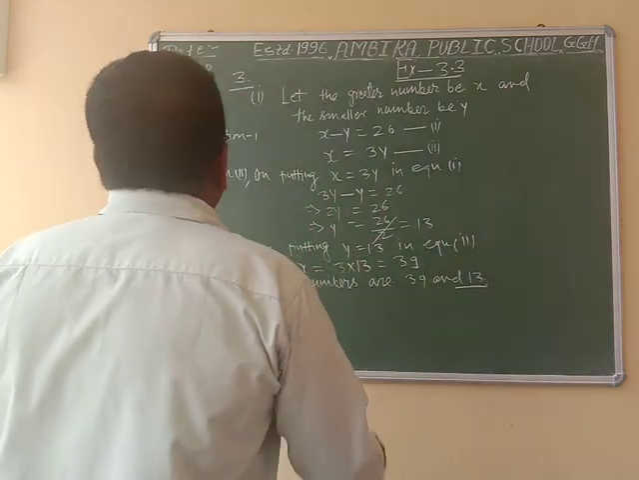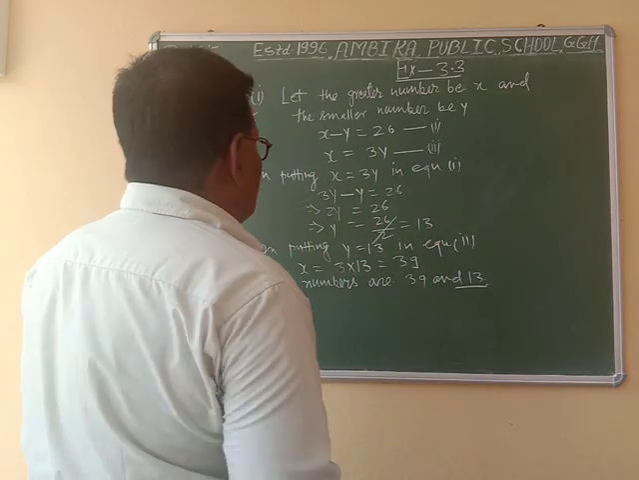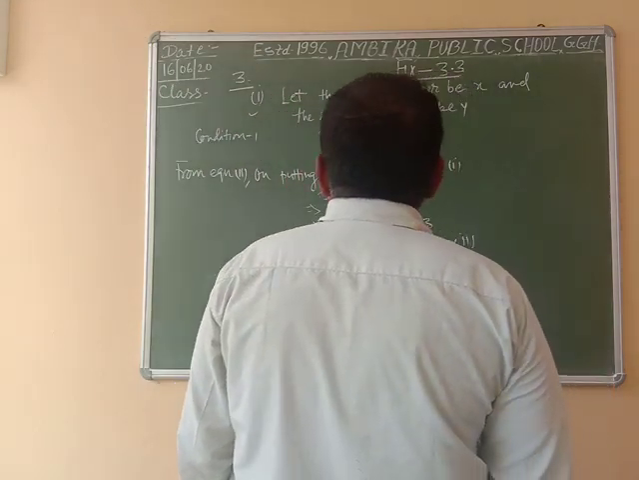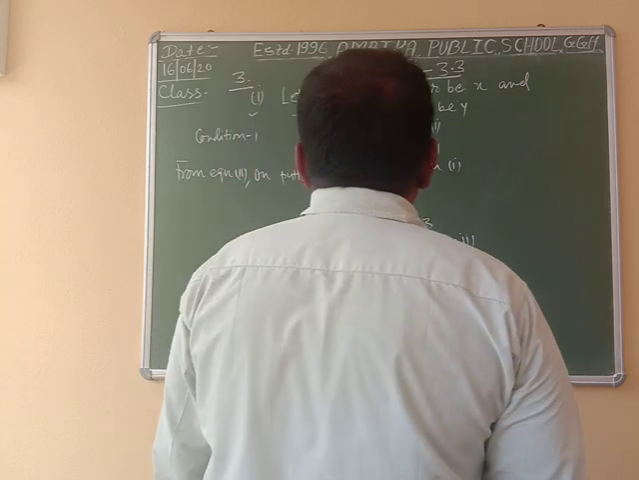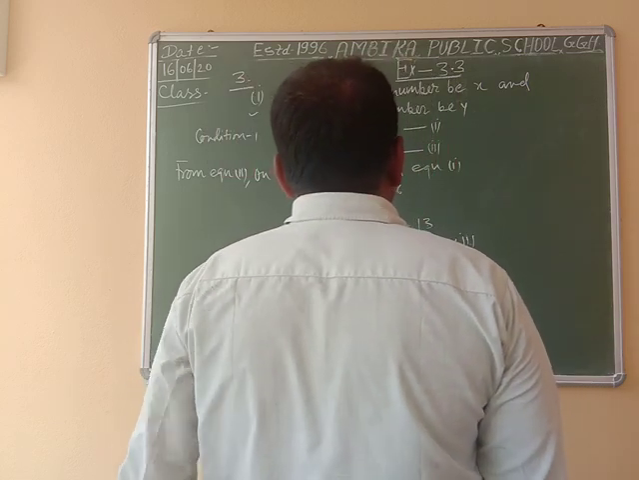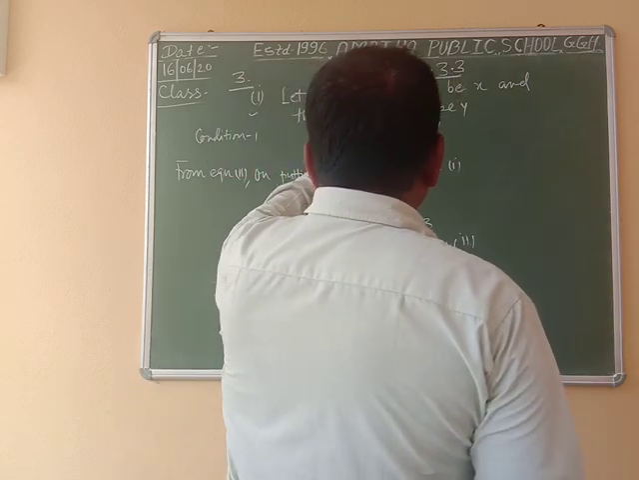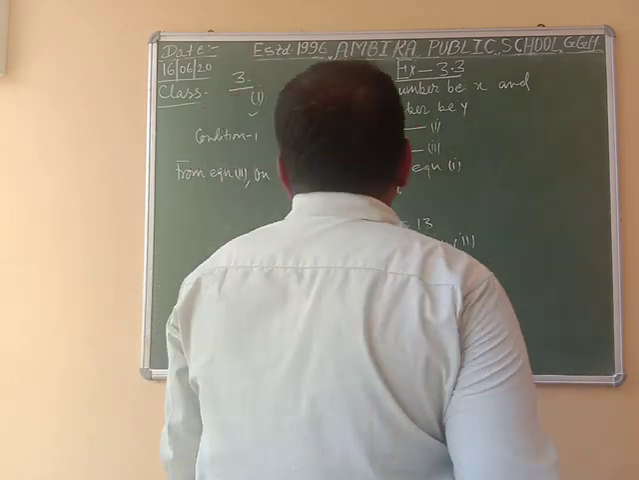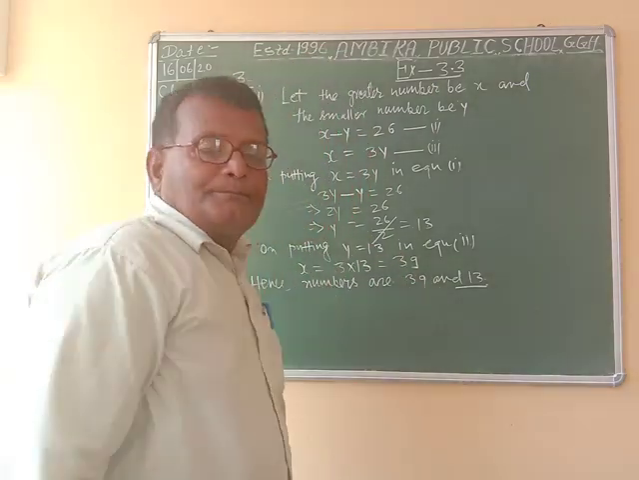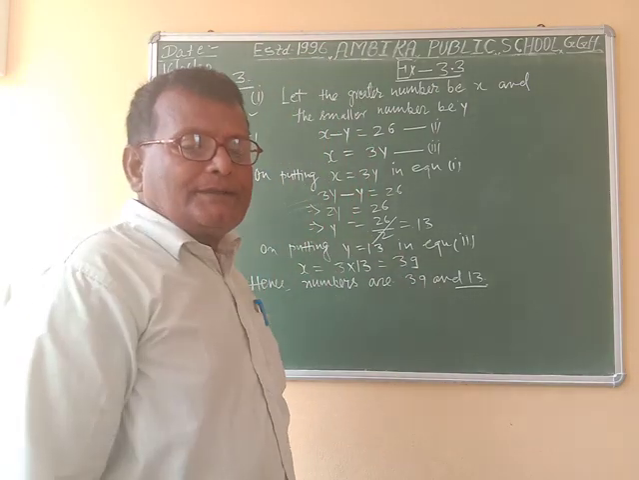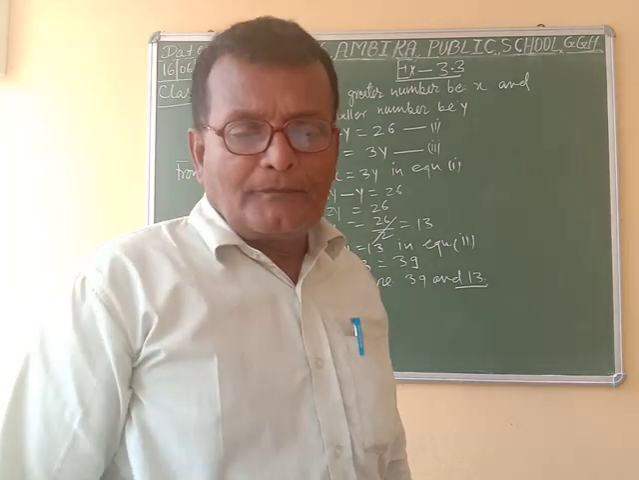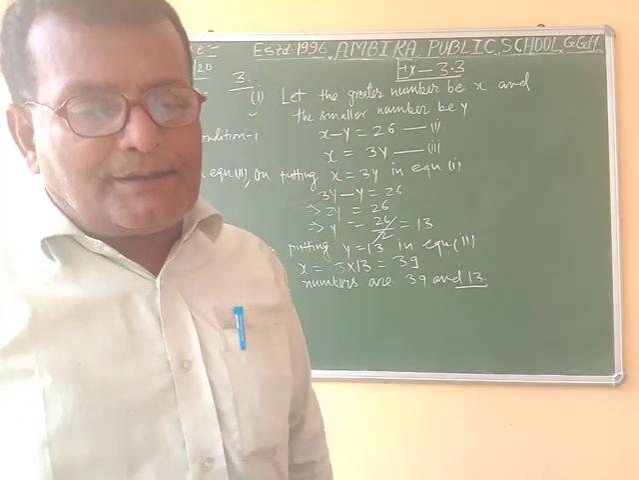To verify this problem, we put the value of x and y in equation number 1. We have x minus y equal to 26. Here, the difference between two numbers is 26 and one number is 3 times the other.